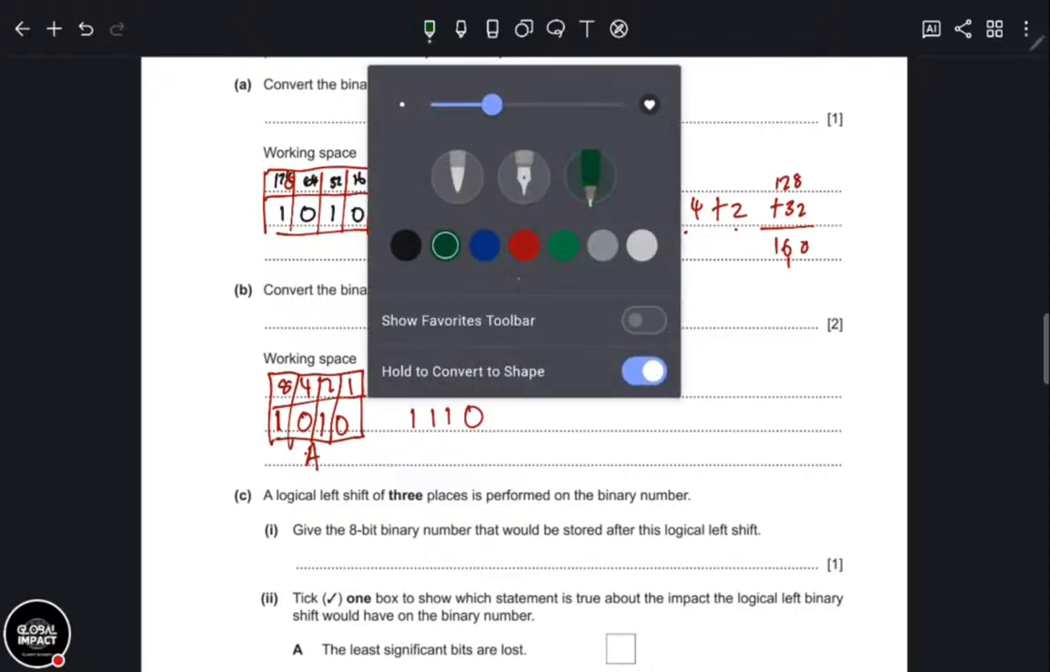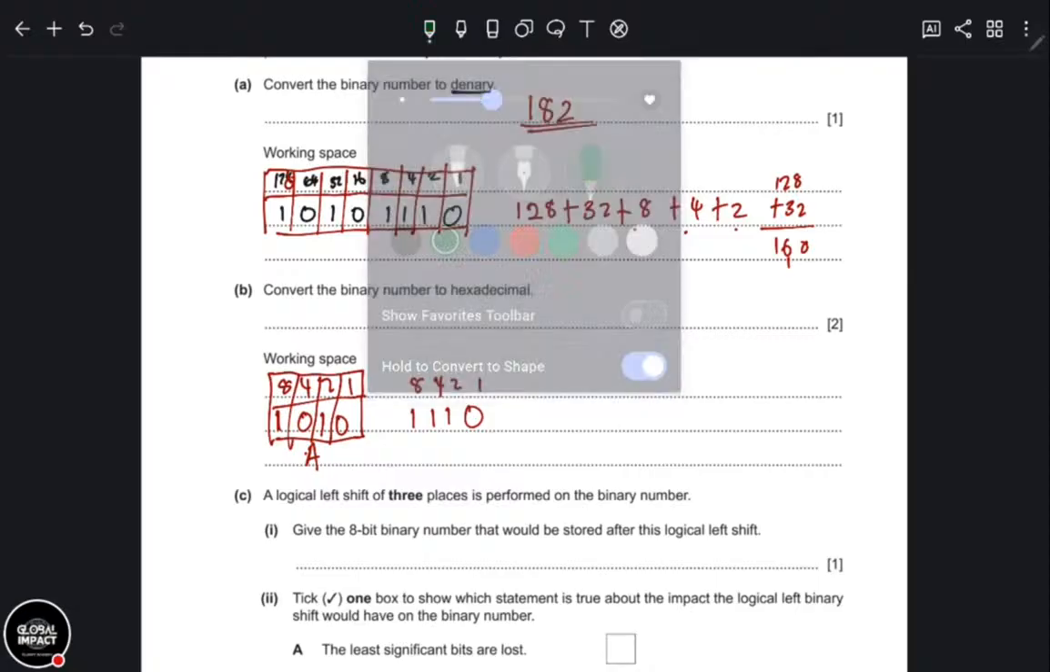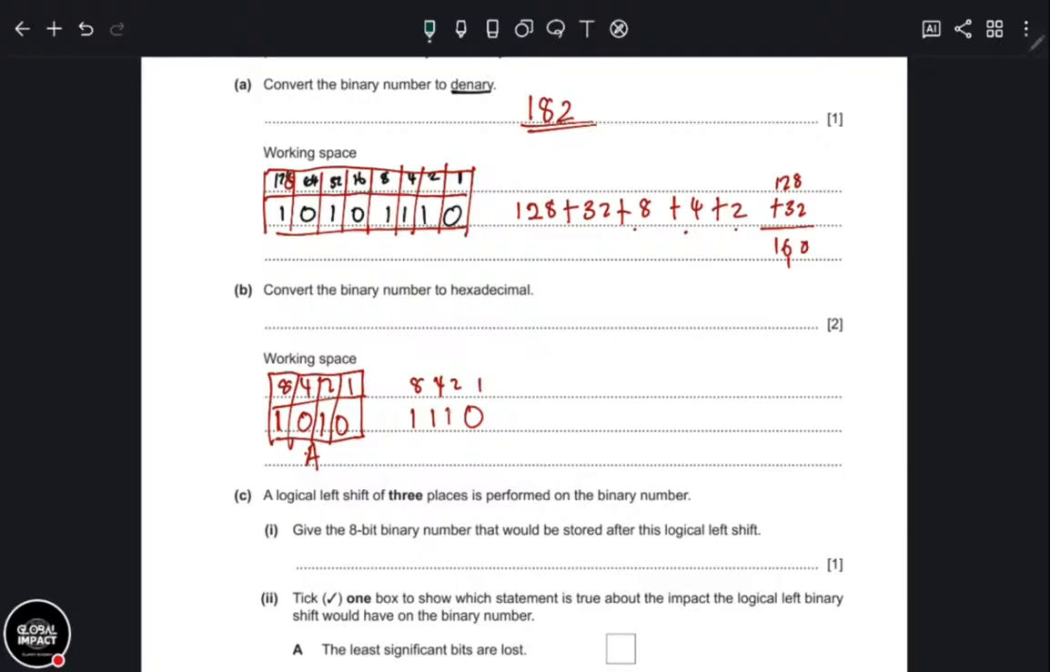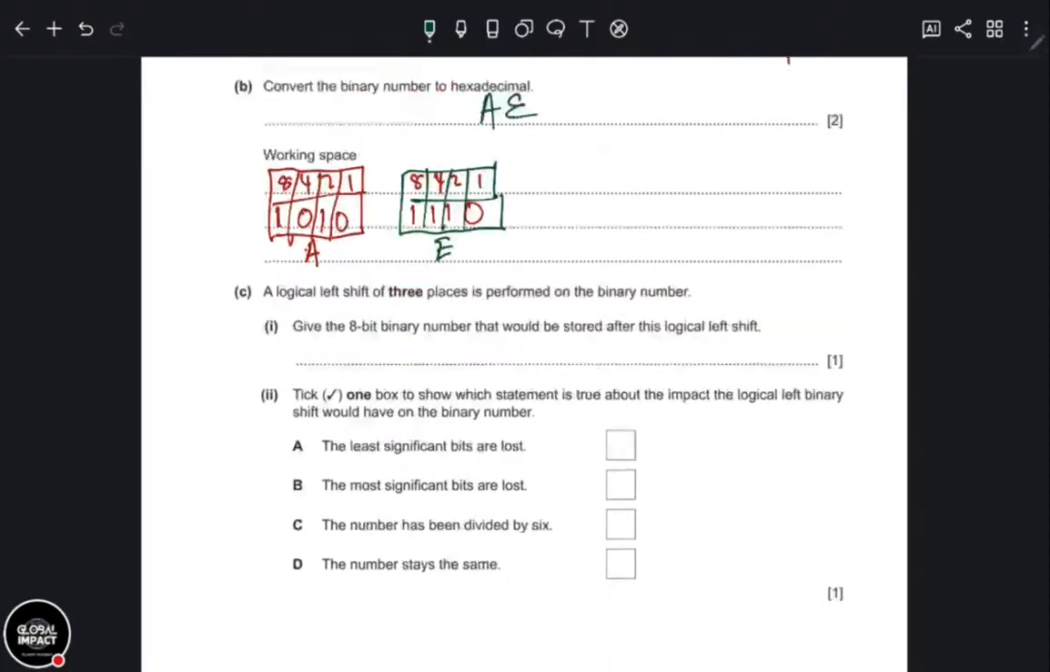Those are the rules. So here we do 8421 again. 8 plus 4, that's 12 plus 2, that's 14, which we just saw to be an E. So 14 is an E. So that means your value here is going to be AE. You've done your working, now you write your answer. And you get 2 marks. This is so easy, right?